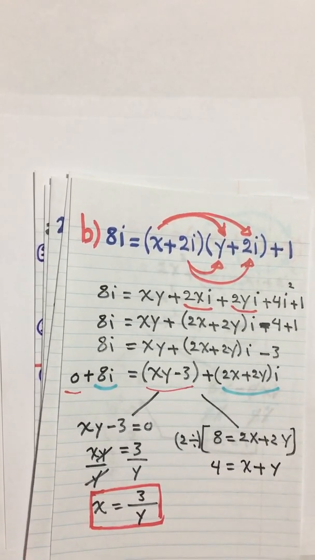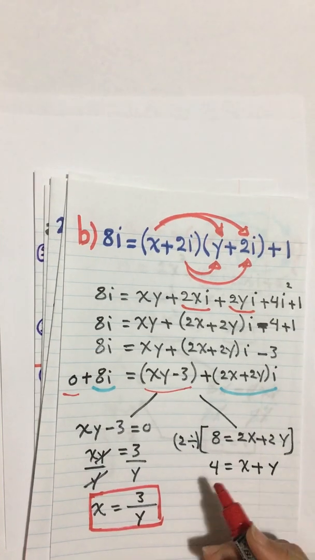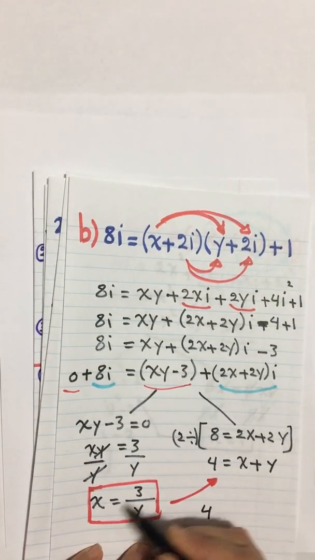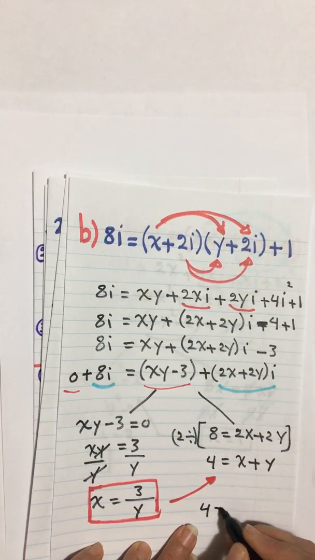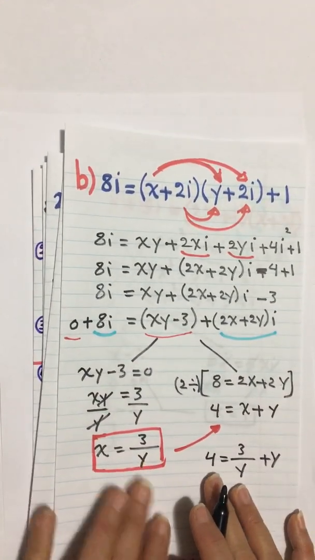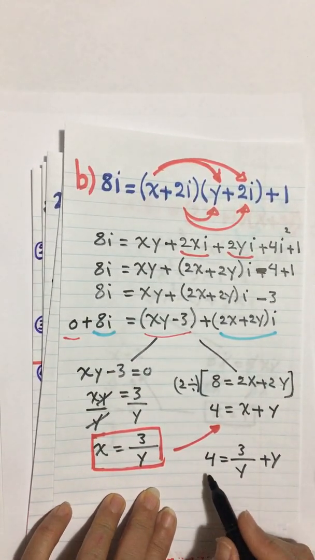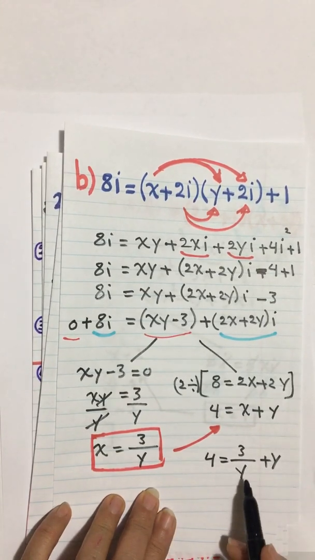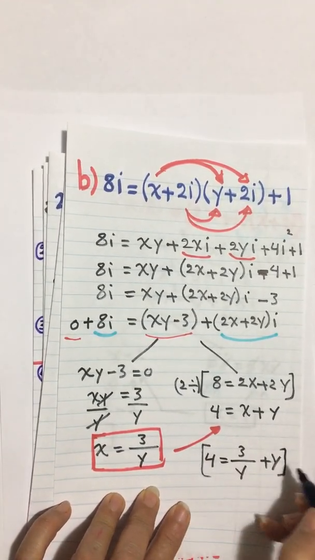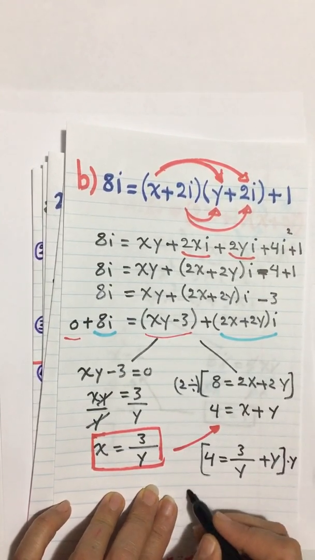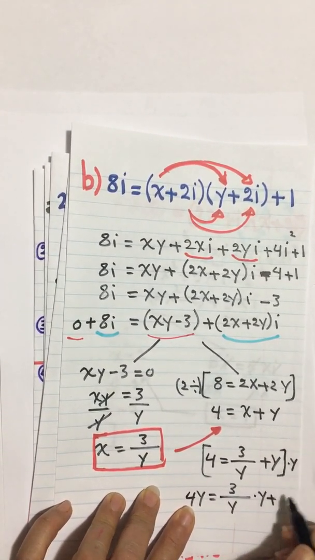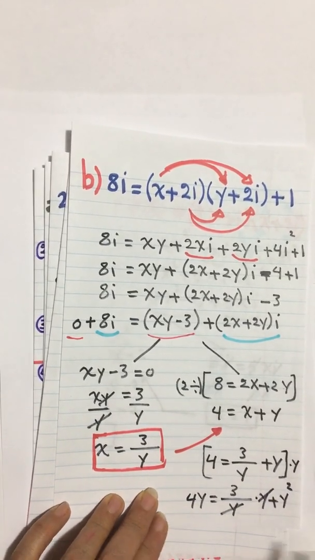So I can substitute x equals 3 over y right here. 4 equals 3 over y plus y. So now I can multiply by the denominator, times y. 4 times y, 4y equals 3 over y times y plus y times y, y squared, cancel out.